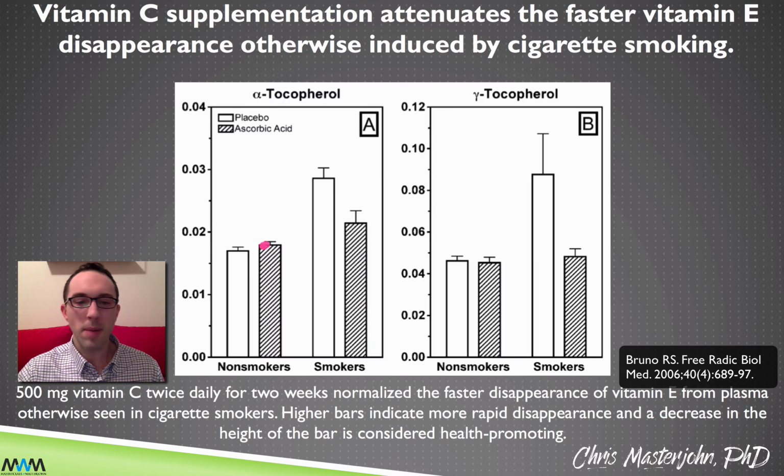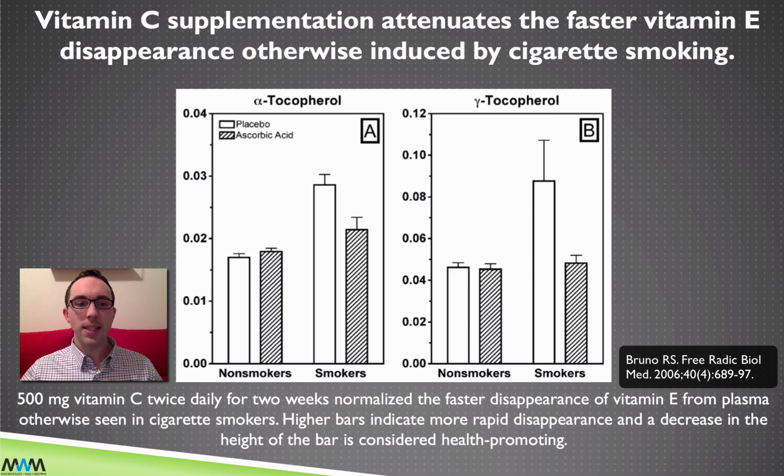And that's probably because non-smokers already have a low normal rate of vitamin E disappearance. If you compare non-smokers to smokers, whether it's for alpha tocopherol or for gamma tocopherol, you can see that smokers have an increased rate of vitamin E disappearance relative to non-smokers. Finally, if you look within smokers, you can see that ascorbic acid brings that faster disappearance down, almost back down to the level of non-smokers.